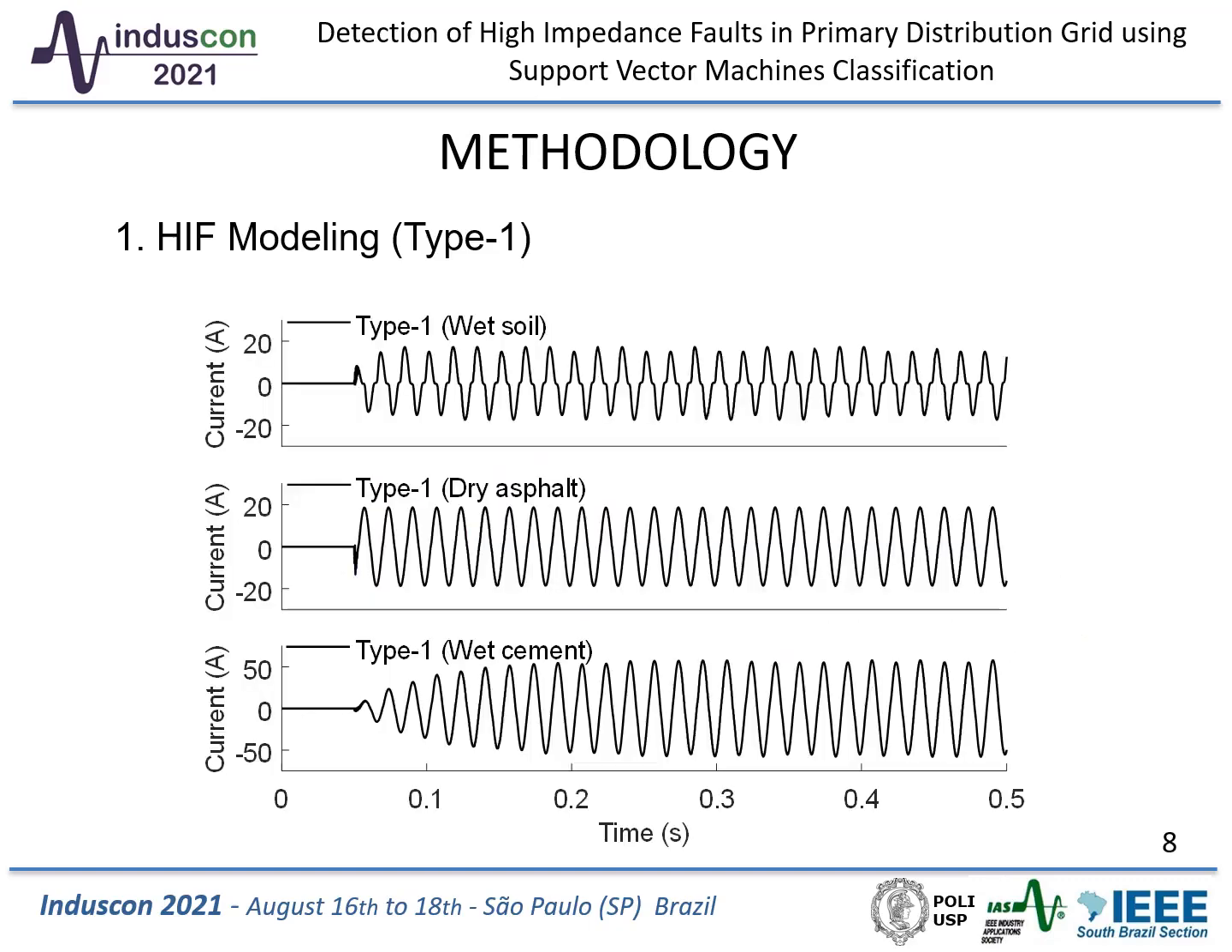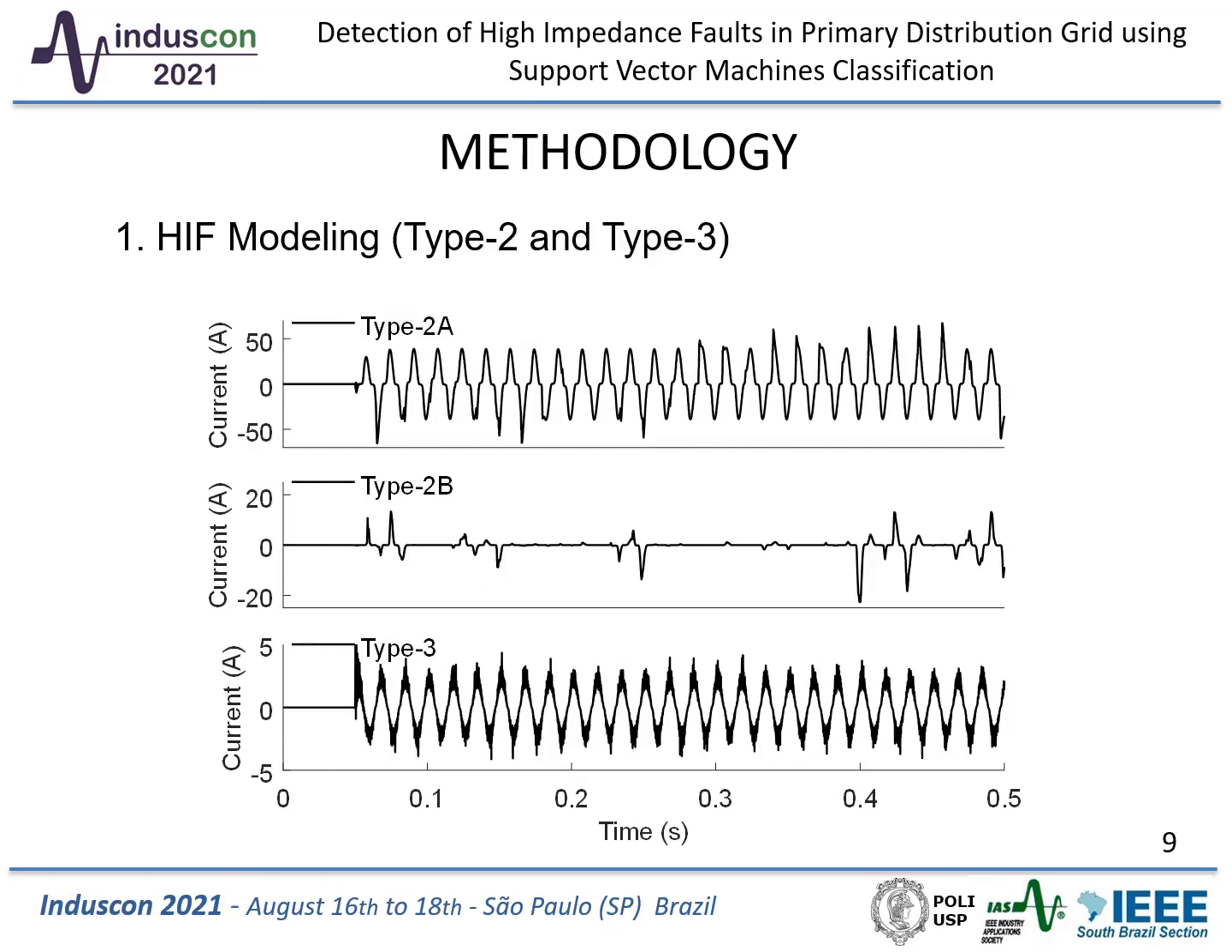The following picture presents 3 different type 1 HIF characteristics that were recreated in SimPowerSystems in MATLAB from waveforms already established in literature, using the improved arc model.